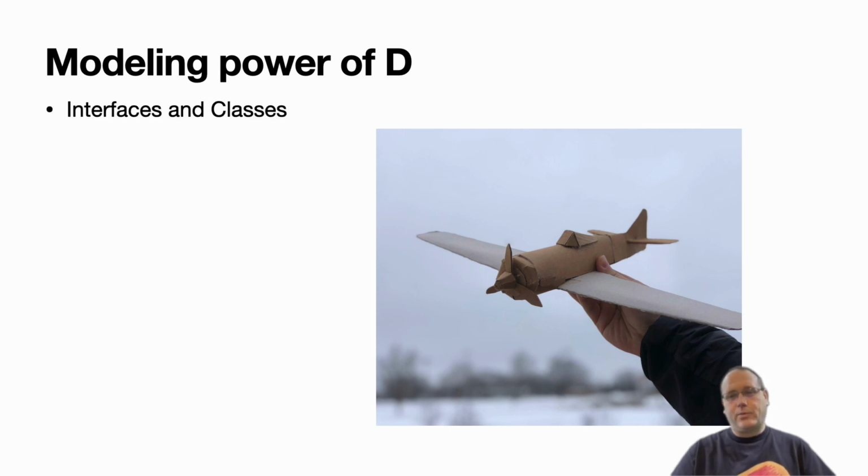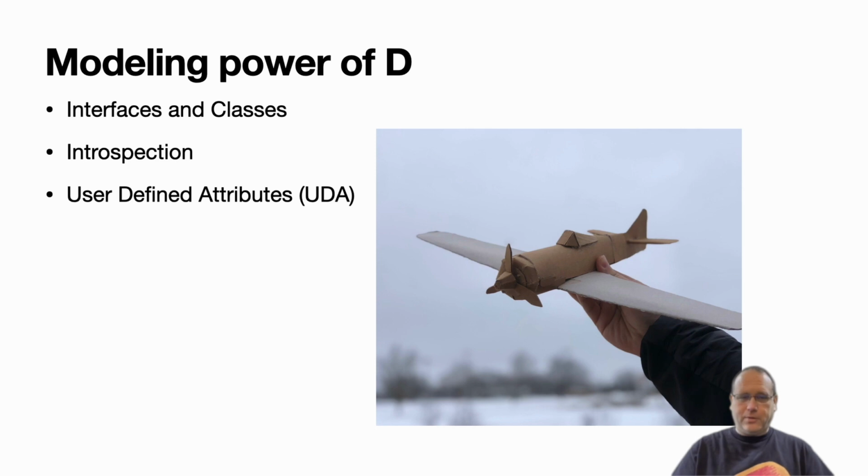D starts with interfaces and classes. An interface is a model for an actual concrete type, and the class is the concrete type. Then we have introspection. Introspection is another tool you can use to look at models and figure out, let's say you want to do something custom, and included in that are user-defined attributes. A user-defined attribute is a mechanism that you can use to attach specific metadata to a model or a type, and you can use that with your implementation to customize how that implementation should work.